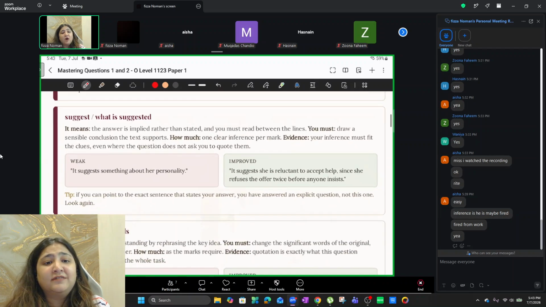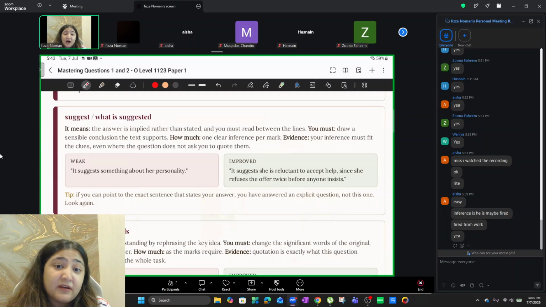Suggest. What is suggested? It means the answer is implied rather than stated. कि क्या समझ आ रहा है? What is being told to us? What do we need to figure out? बोलना क्या चाह रहे हो? Right? What are you trying to suggest? For example, in many a movie series as well, we have seen superiors telling their subordinates or their inferiors, I believe, you should take a few months off from work. I'm benching you.